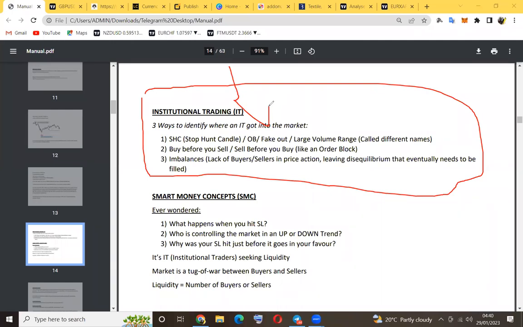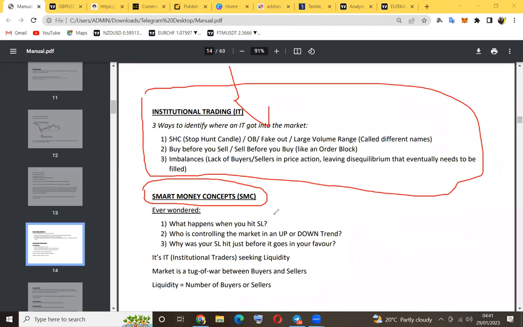When I teach you using these three components, then you'll be able to beat your chest and say that I can identify where the big boys traded, and I'm going to eat the remaining food that they leave on the table, full stop. Now, the smart money concept will be focused around this. So when we are going to talk about smart money concept, it will be focused around this.